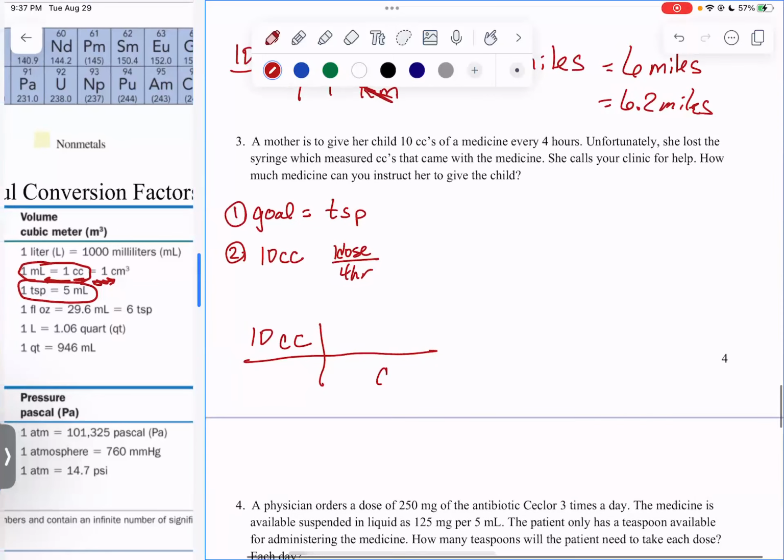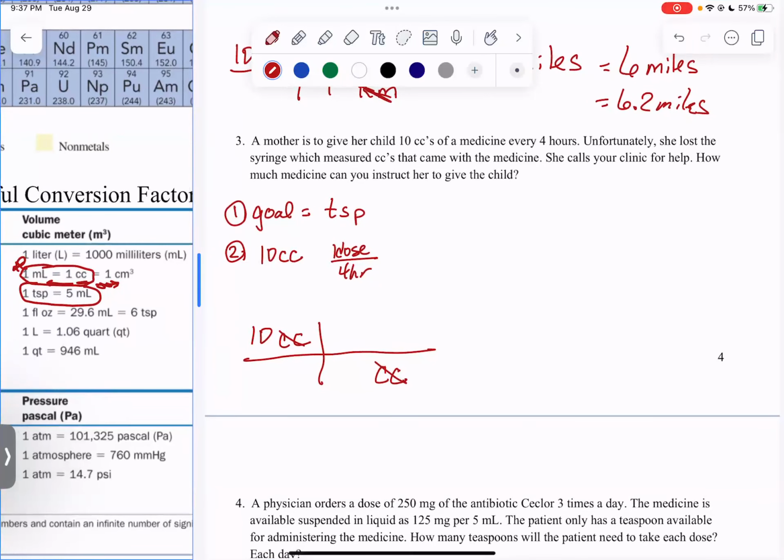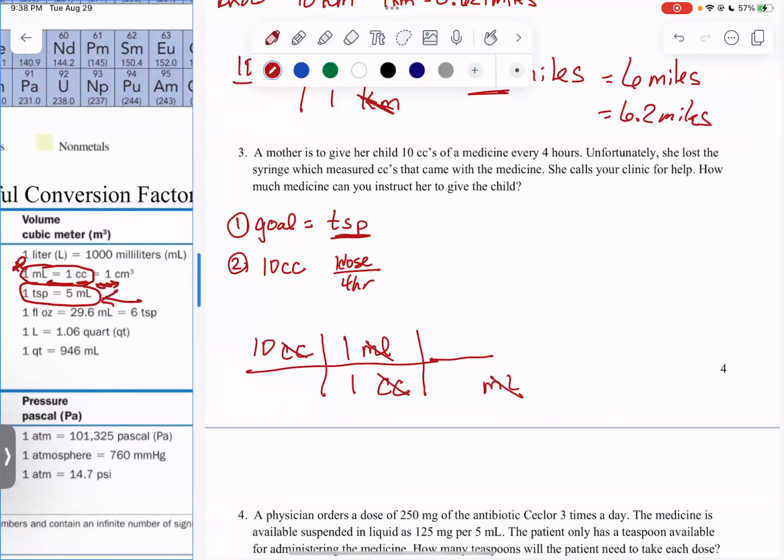So I'm going to put cc's on the bottom over here so that cc's cancel. And I'm going to use this top one first over here. I'm going to say there's 1 cc for every 1 milliliter. Okay. But I don't want to be in milliliters. I want to be in teaspoons. So I have to put milliliters on the bottom. My milliliters cancel. And now I'm going to use this bottom one right here.